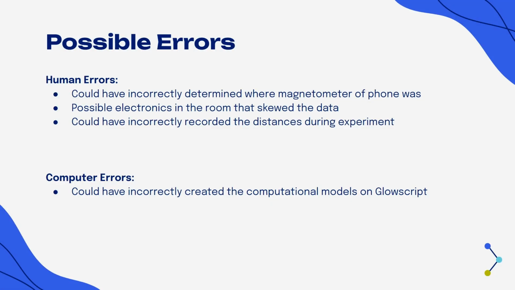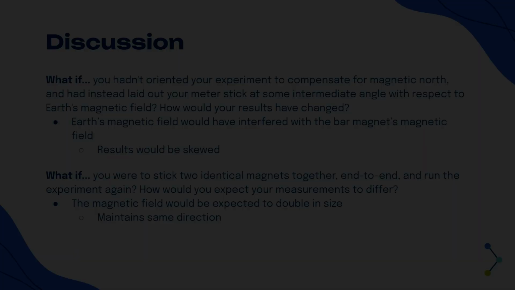Possible errors: we could have incorrectly determined where the magnetometer of the phone was, there could have been electronics in the room that skewed the data, and we could have incorrectly recorded distances during the experiment. Computer errors could have incorrectly created the computational models.